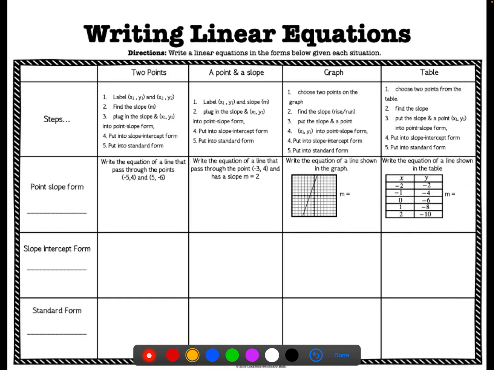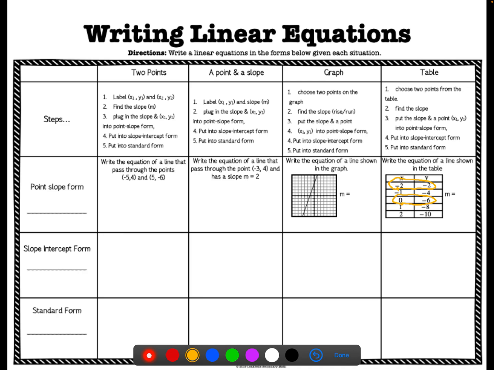So we're going to do this example as well. I believe this is on the first page. I'm going in reverse order here. But we're going to deal with this example, and we're going to write an equation given this table right here. Remember, the first step is to choose 2 points, any 2 points. So let's say we choose -2, -2. And then we choose 0, -6.